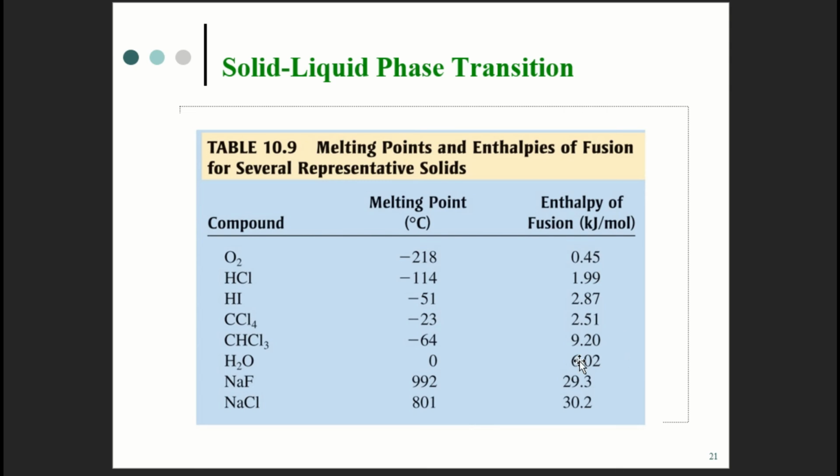We have enthalpies of fusion for several representative solids. There is a standard enthalpy of fusion for different compounds or different solids. For water, we have 6.02 kilojoules per mole. Melting happens when solid ice, at 0 degrees, starts to melt, and the enthalpy of fusion is this one. Again, take note, this is the heat needed to melt 1 mole of a substance.